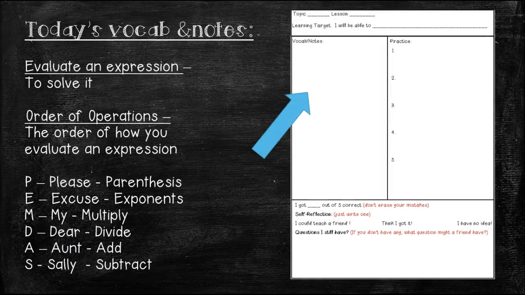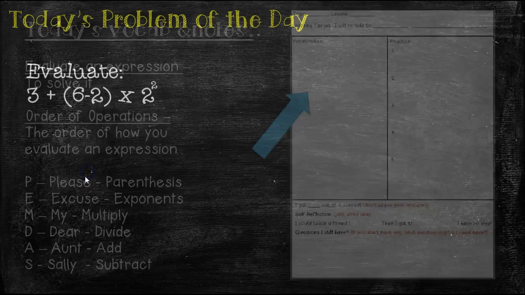Here are a couple of vocabulary words that I would like you to think about and also some things to write in your notes. First of all, to evaluate an expression is just a fancy word for solving it. Order of operations, that's the order of how you evaluate an expression. And as we learned from my dear Aunt Sally and her problem yesterday, please excuse my dear Aunt Sally, to remember that we do parentheses, exponents, multiply, divide, add, and then subtract in a problem.